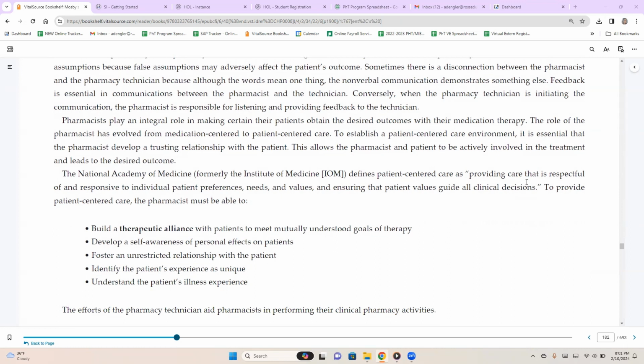Pharmacists play an integral role in making certain their patients obtain the desired outcomes with their medication therapy. The role of the pharmacist has evolved from medication-centered to patient-centered care. To establish a patient-centered care environment, it is essential that the pharmacist develop a trusting relationship with the patient. This allows the patient and the pharmacist to be actively involved in the treatment that leads to the desired outcome.